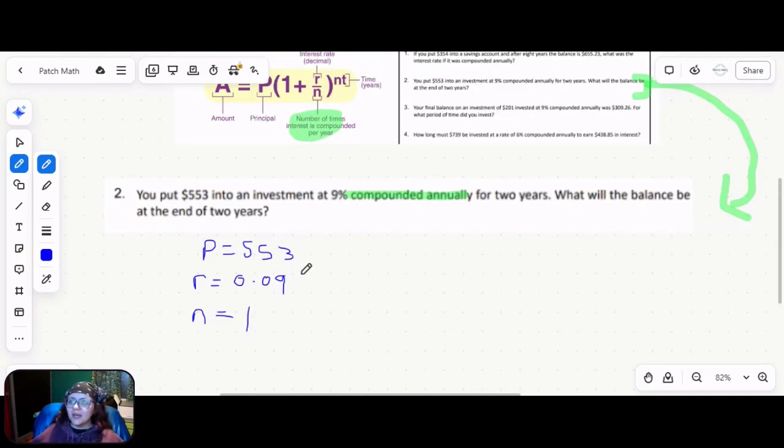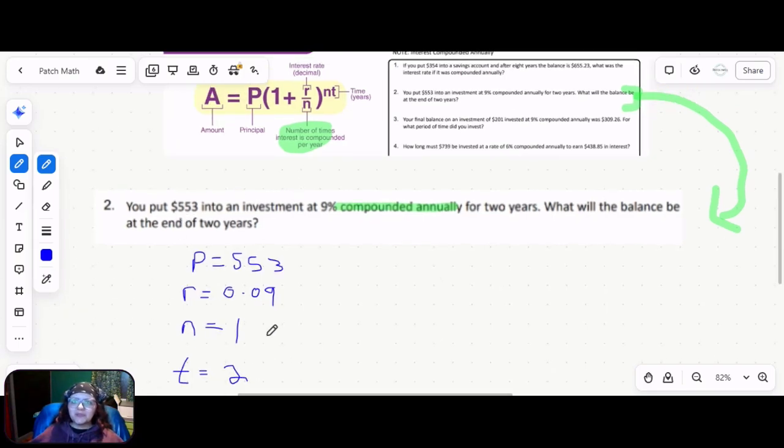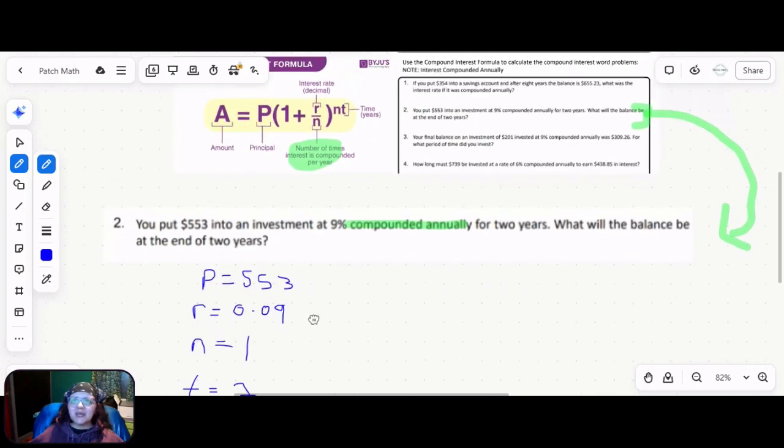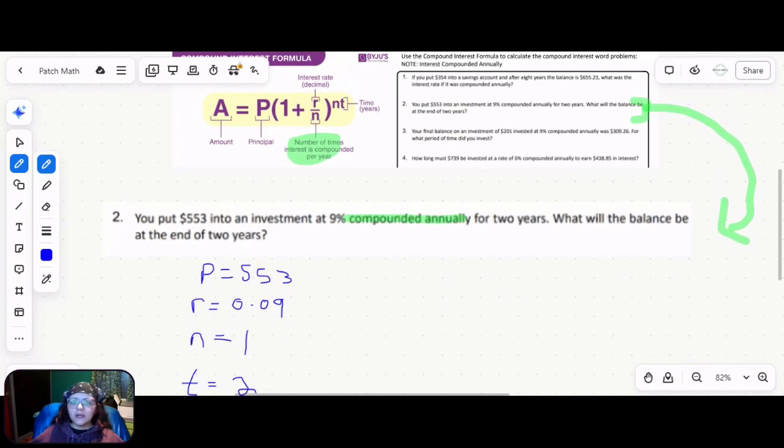Moving on, we also want to know what t is, and t is equal to 2 years, so it's just 2. I highly recommend writing out your variables from the very beginning. Now, in this case, what I love is p, r, n, and t are all on the same side of the equation, and A is by itself. That is the easiest way to solve this.